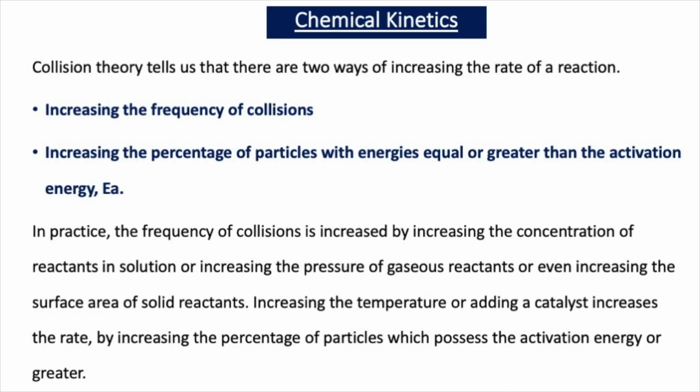Now, in our previous video lesson, we recapped the concepts covered at AS level, including collision theory, which tells us that there are two ways of increasing the rate of a reaction. Firstly, by increasing the frequency of collisions, and secondly, by increasing the percentage of particles with energies equal to or greater than the activation energy.